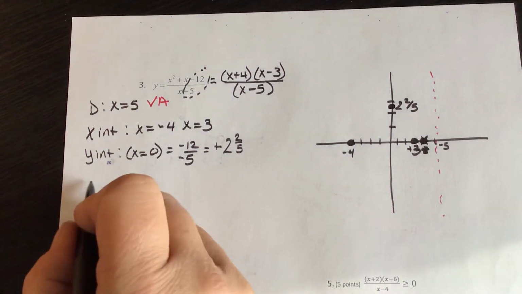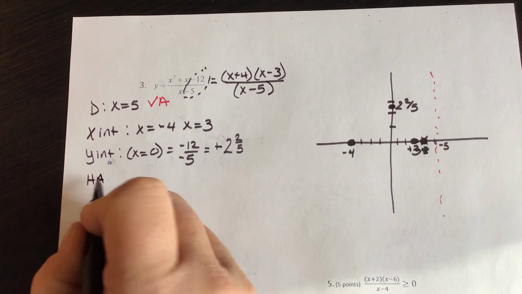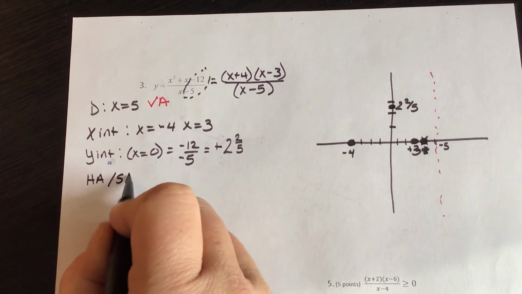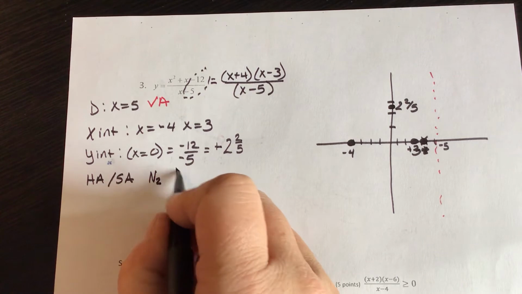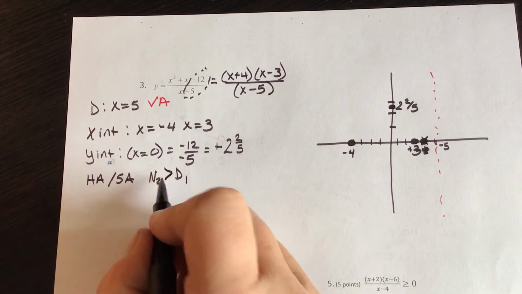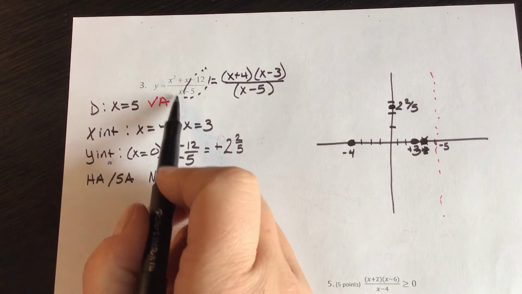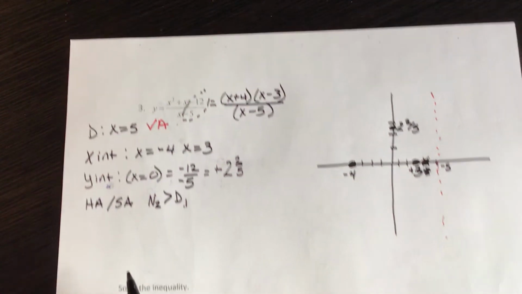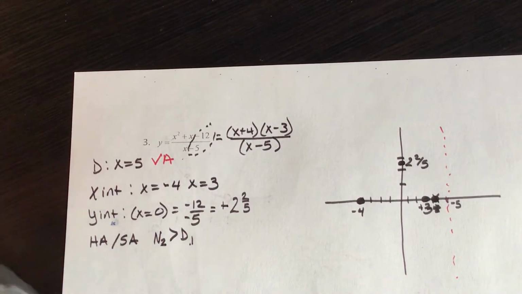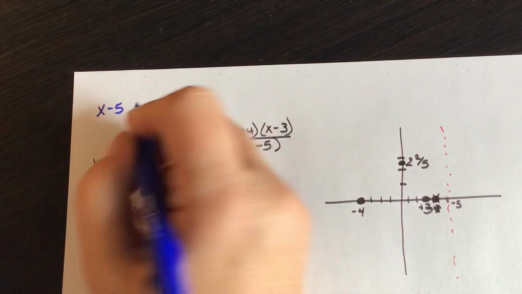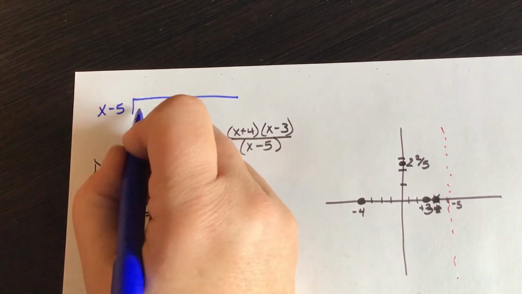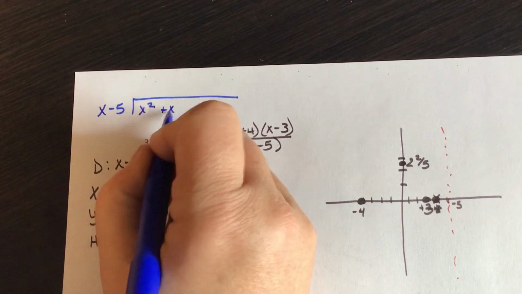Now I need to check for horizontal or slant asymptotes. My numerator is 2, my denominator is 1. Numerator is bigger by 1, so this is where I'm going to do my synthetic division, and I'm going to do that up here. So I'm going to take x minus 5 and divide that into x squared plus x minus 12.